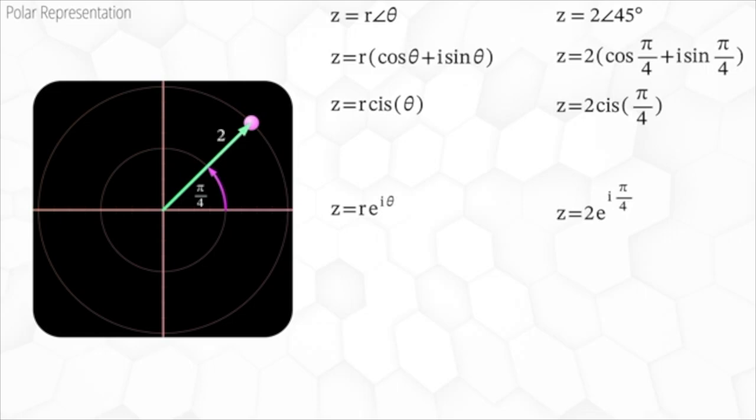The fourth form, however, is the exponential form. It is by far the most widely used. It is also the most useful. However, theta must be expressed in radians to use this form. We will be using the exponential form in most of this video series, but take a moment to memorize it. z equals r times e to the power of i theta.